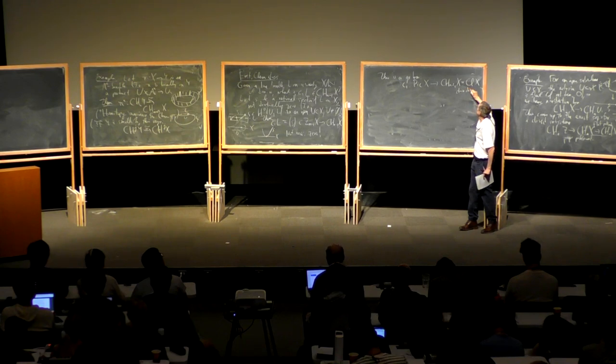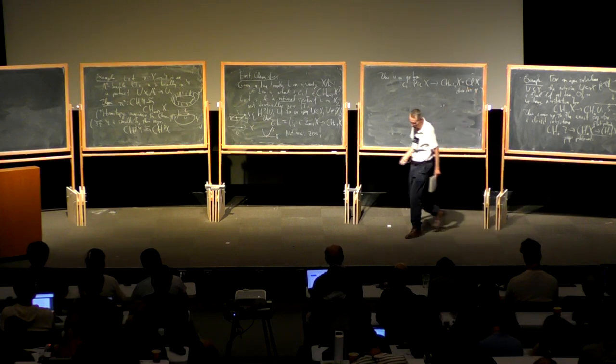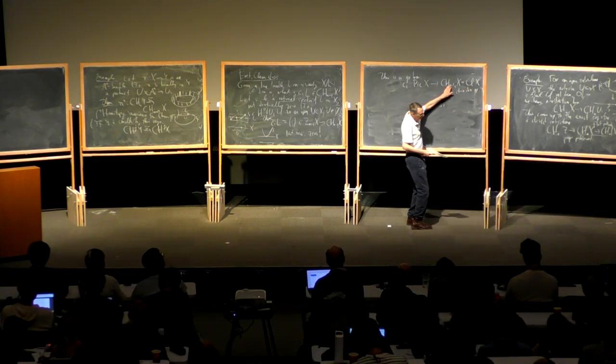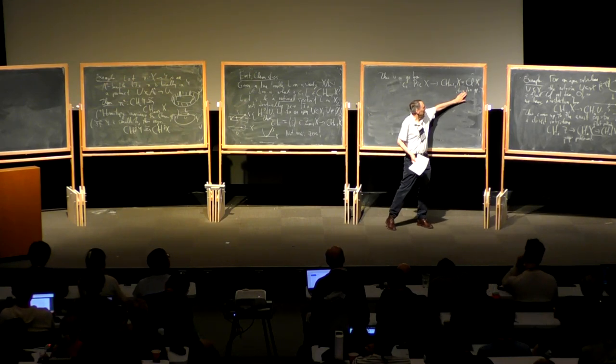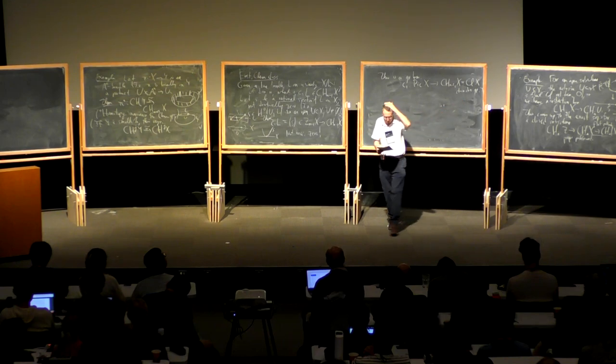which I could also call the divisor class group. There are different names for the same thing. So this is the group of codimension one subvarieties modulo, you know, you count the divisor of every rational function as being zero. That specific case of Chow groups is called the divisor class group.